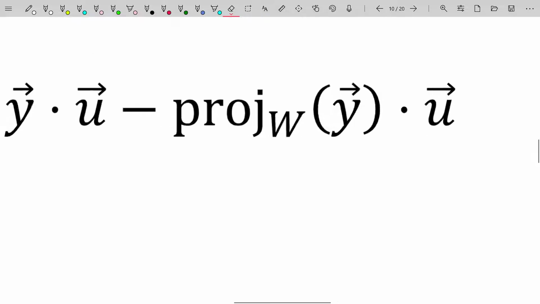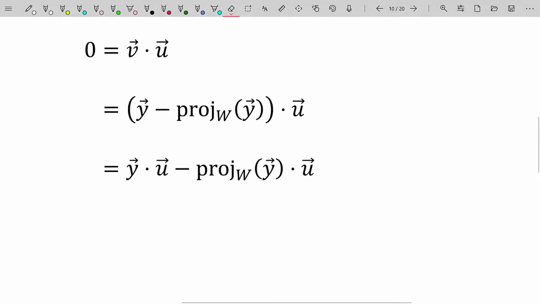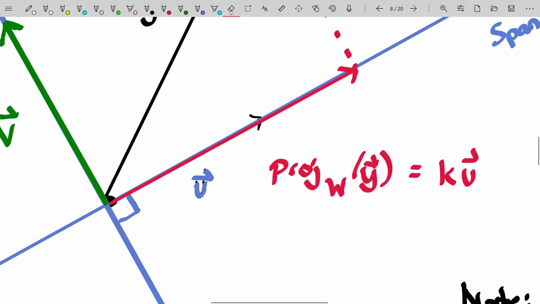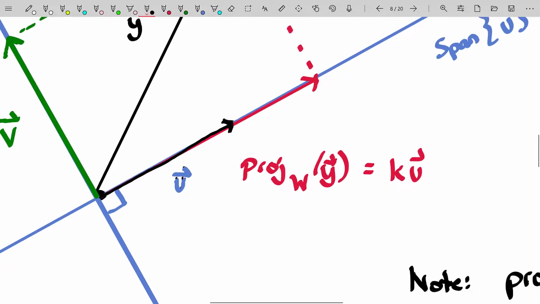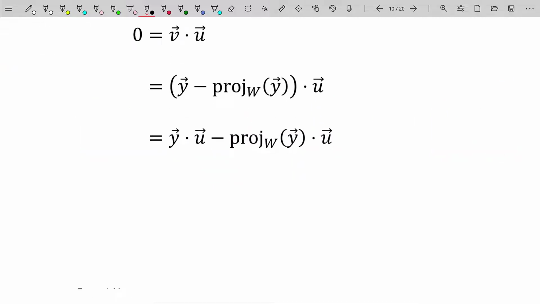But we had mentioned something about the orthogonal projection of y onto w. We had said that that's just a scalar multiple of u. Again, before I do the big reveal here, I want to just convince you of that. So remember, the red vector is the orthogonal projection of y onto w. u is actually hidden underneath this. It's right here. So that red vector is actually just a scalar multiple of u. So wherever I see that orthogonal projection of y onto w, I could replace it with just some scalar multiple of u. And that's what I'm going to do right here.